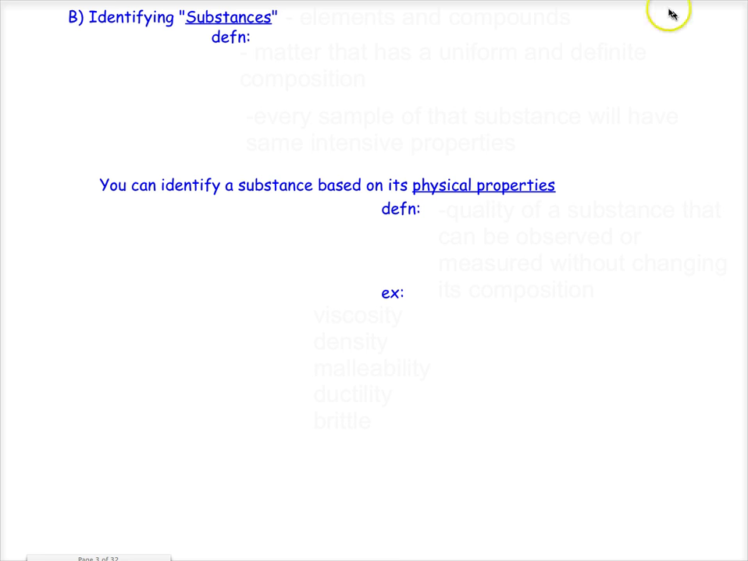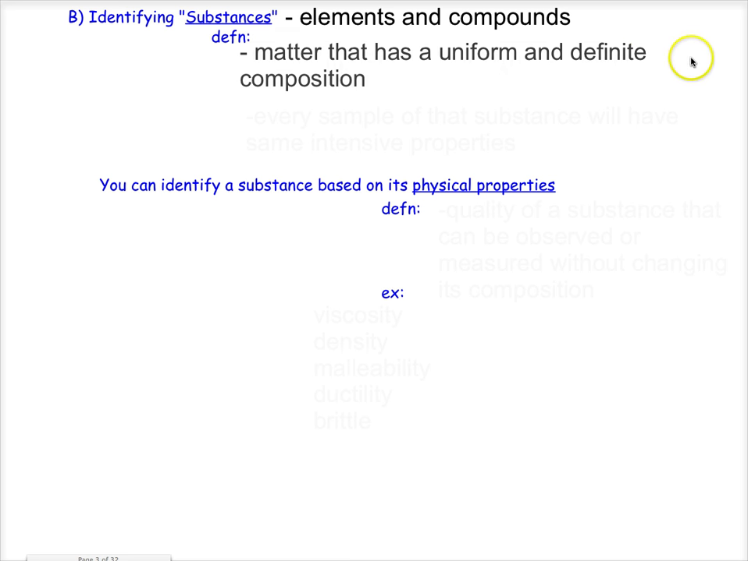Identifying substances, well, first of all, I see that this term substances here is underlined. When we refer to substances in this course, a substance is referring to either an element or a compound, and we'll get to those definitions in a little bit. But a substance, either an element or a compound, it's a type of matter that has a uniform, a consistent and definite composition.